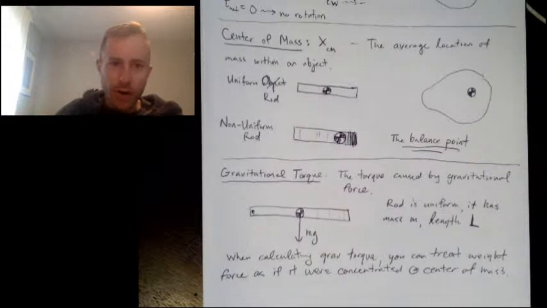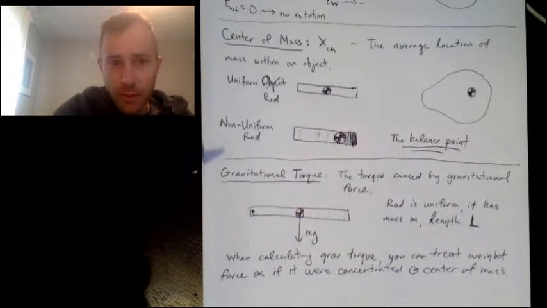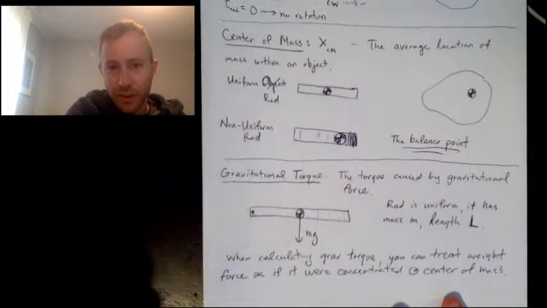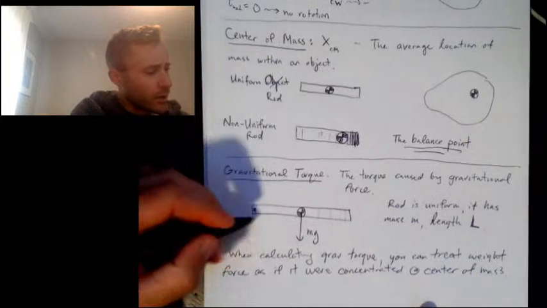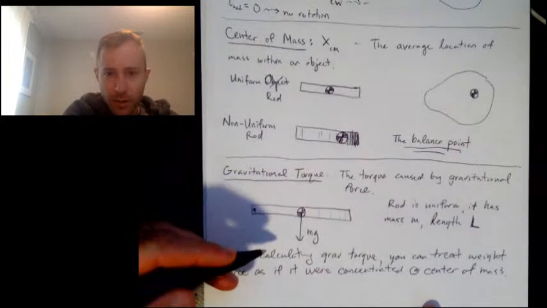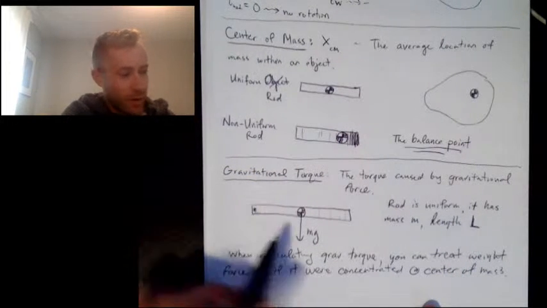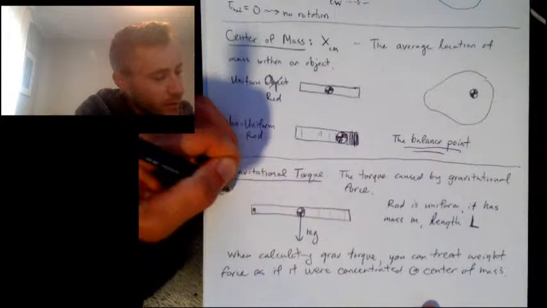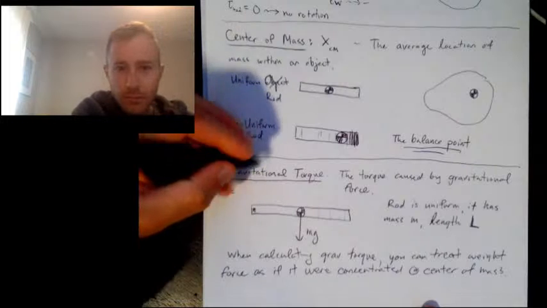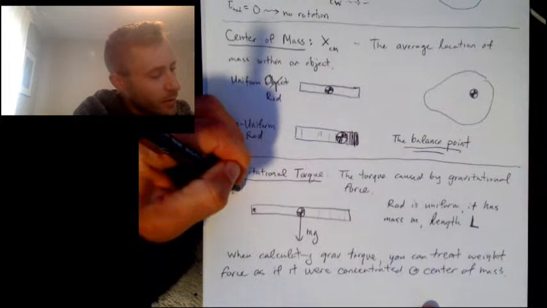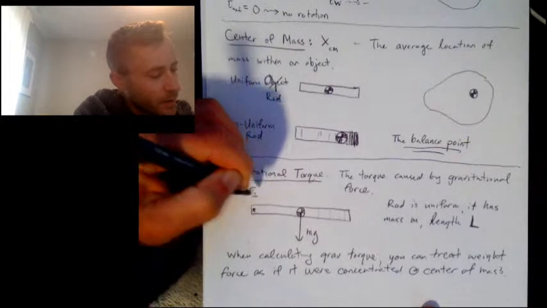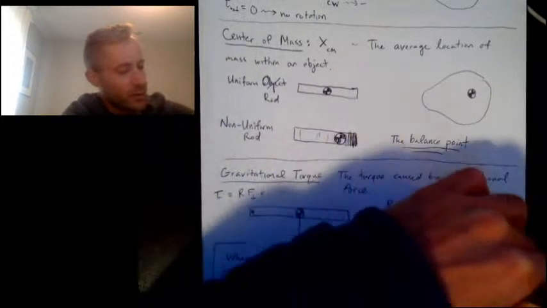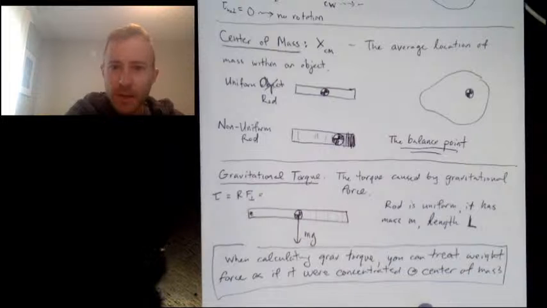When you calculate the gravitational torque, which is the torque due to the weight force, you can draw the weight force arrow as being located at the center of mass. Okay? So let's say that I wanted to calculate the gravitational torque in this case. The torque is going to be R times F perp. So I'm going to box this in because this is the main result.